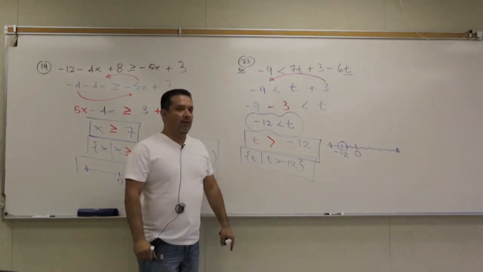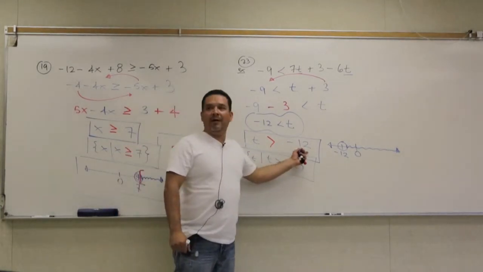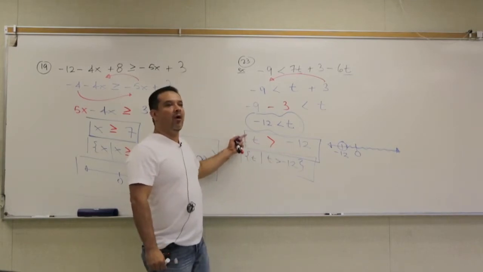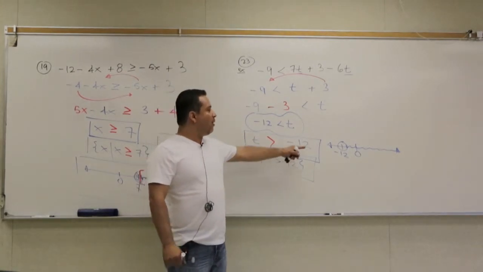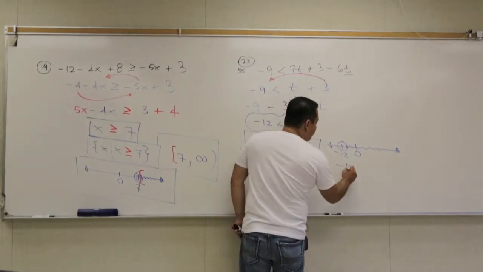So be careful. How we learn this concept is by reading that left to right. Numbers greater than negative 12. Arbitrary real numbers greater than negative 12. So we have the appropriate graph now. We can now also do what? Your interval notation.